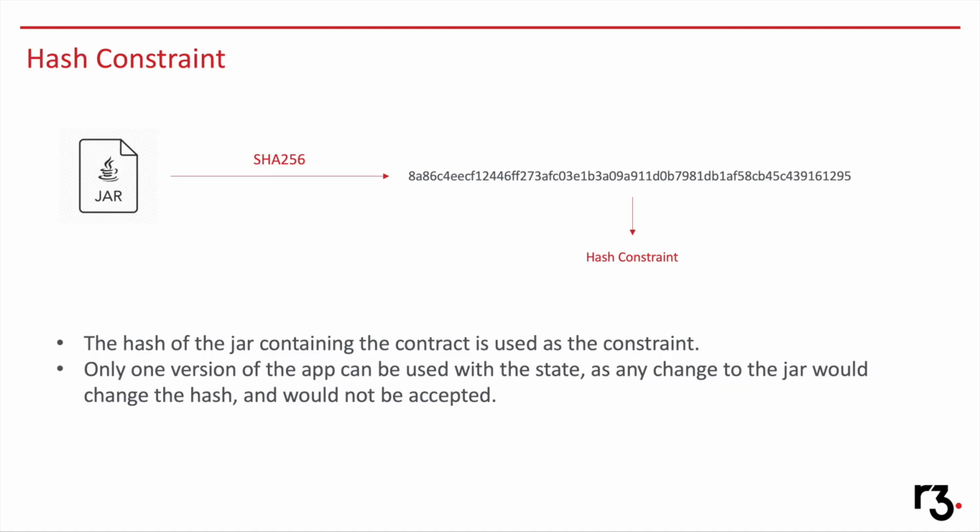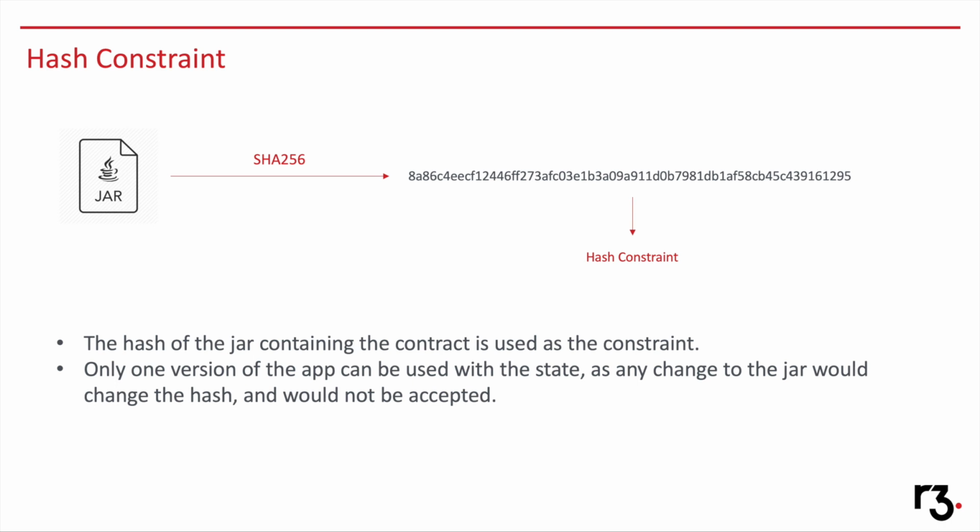So now let's move to the types of constraints available in Corda. The first type of constraint that was supported in Corda was hash constraint. The constraint itself was the SHA-256 hash of the jar containing the contract. Thus only one version of the app can be used with the state, as any change to the content of the jar would change the hash of the jar, and the previously issued state would become incompatible with the newly produced jar. This was very limiting and required an explicit upgrade for every small change, which means all network participants would have to manually agree on the upgrade for it to actually happen.